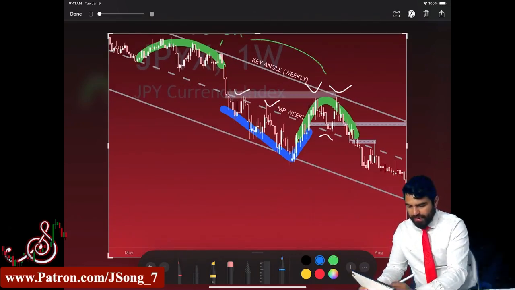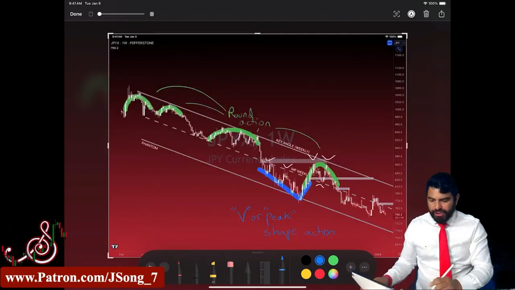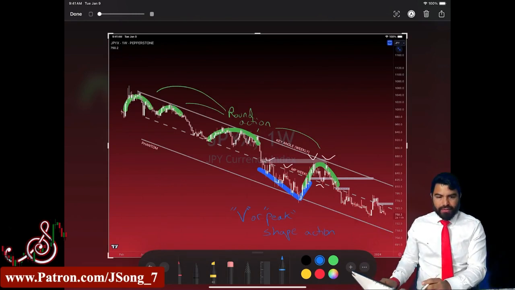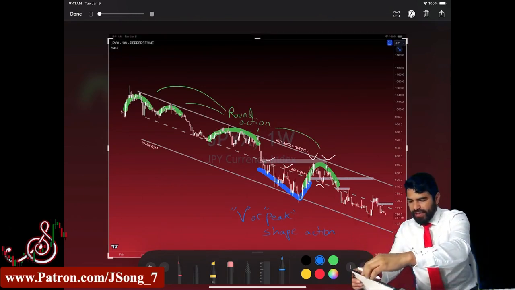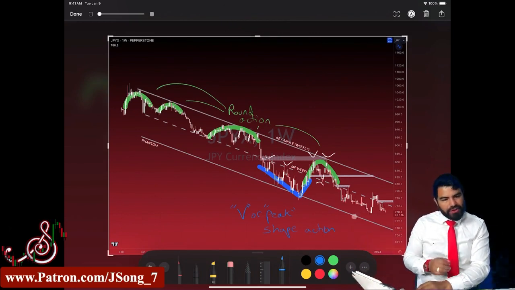And then I'll put this in here, V or peak shaped. With peak shaped action, I usually only like to pair those together with round action if possible. So on the bottoms, I usually don't pay attention too much to peak action.